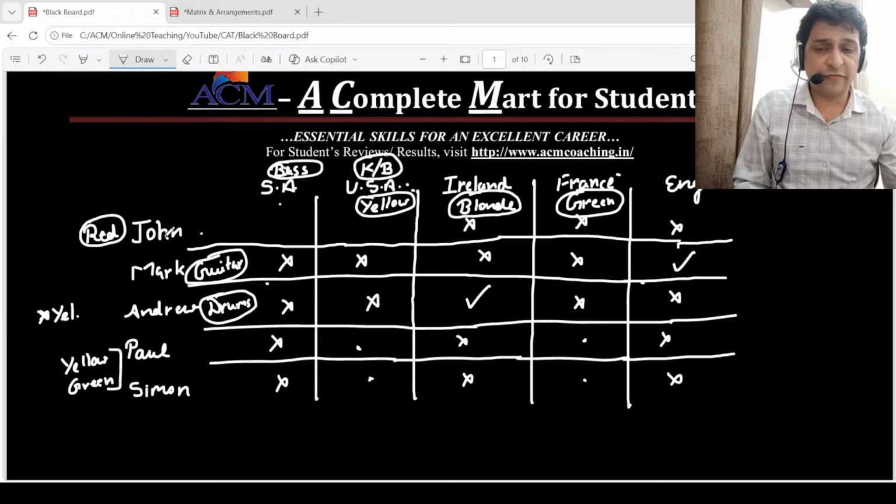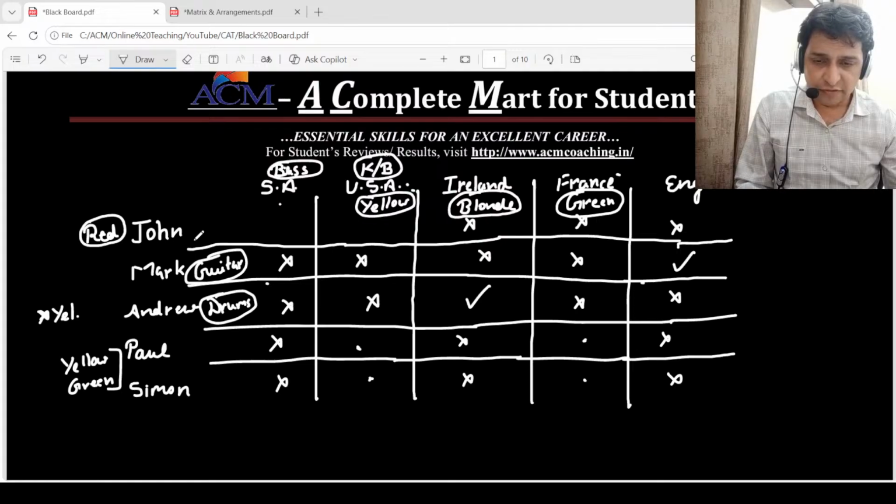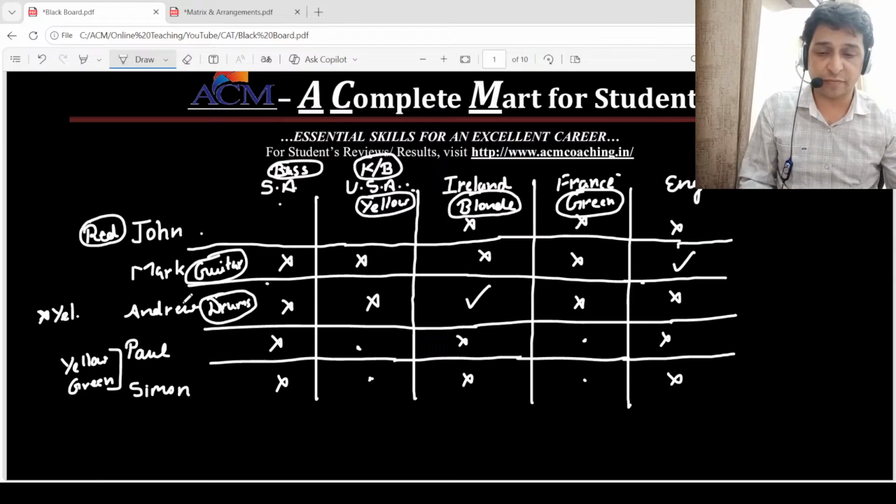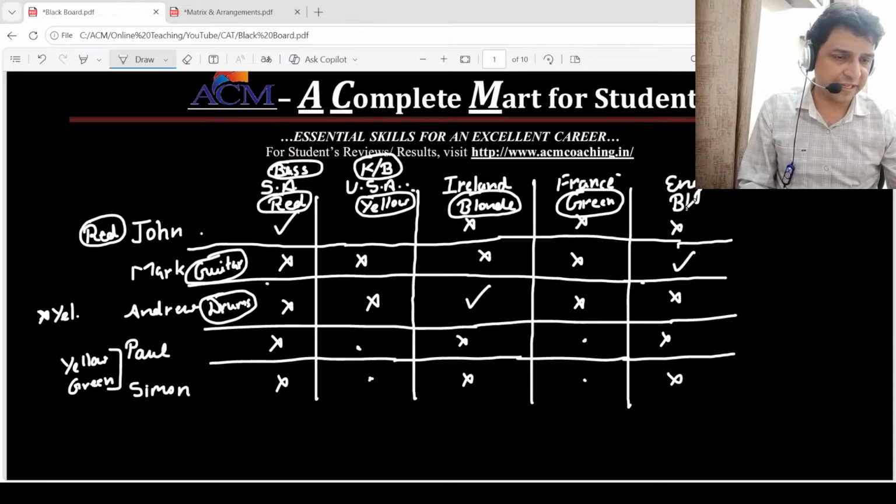Now for John, we have only the South Africa option open for him. Or we should say only John has an option, because Mark, Andrew, Paul, and Simon, they all have crossed it. So John is from South Africa. And if John is from South Africa, that means he has red color of hair, because John has red color of hair. And the black which we have left, that is from England.